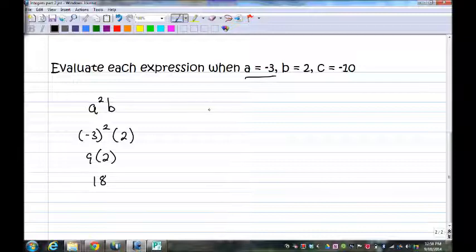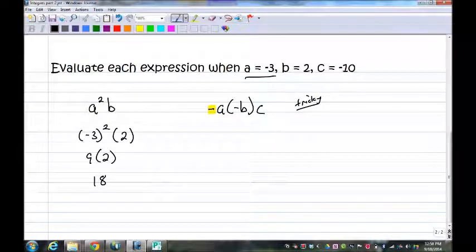What if I did this? This is going to be very tricky. Be careful. Negative A times B times C. This again is tricky. Why is it tricky? Hopefully, you say because of this right here. That is telling you the opposite of A. Because if I put it in, I would put it in like this: negative, and then A is a negative 3. That double negative makes this a positive 3, which is the opposite of that.